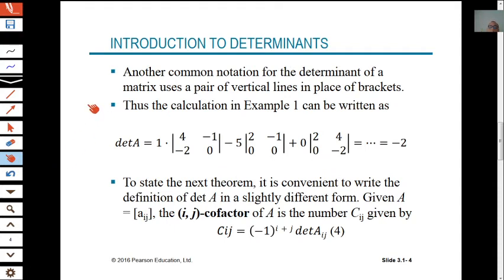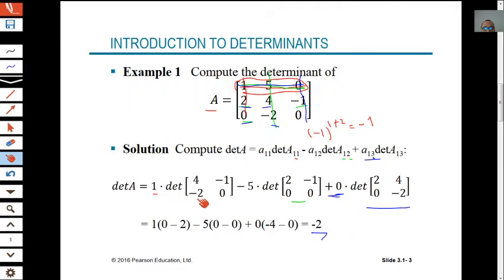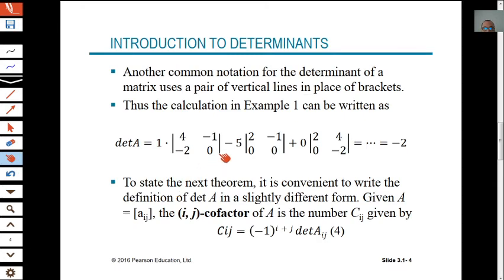Another common notation for the determinant of a matrix uses a pair of vertical lines in place of brackets. Thus, the calculation in the example can be written in this form. Instead of writing the determinant symbol directly, we use a pair of vertical lines for the entries. So this symbol means we have a determinant of a 2 by 2 matrix, as you can see. Okay.